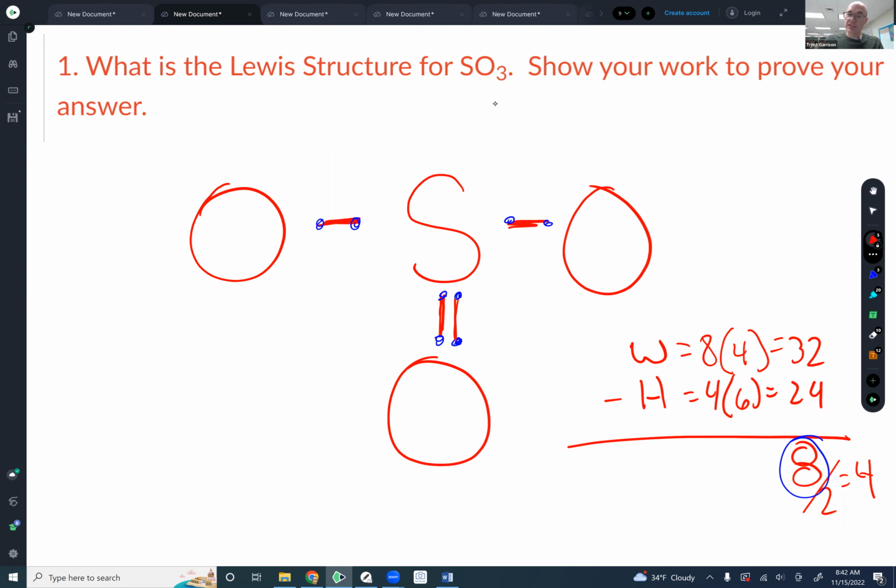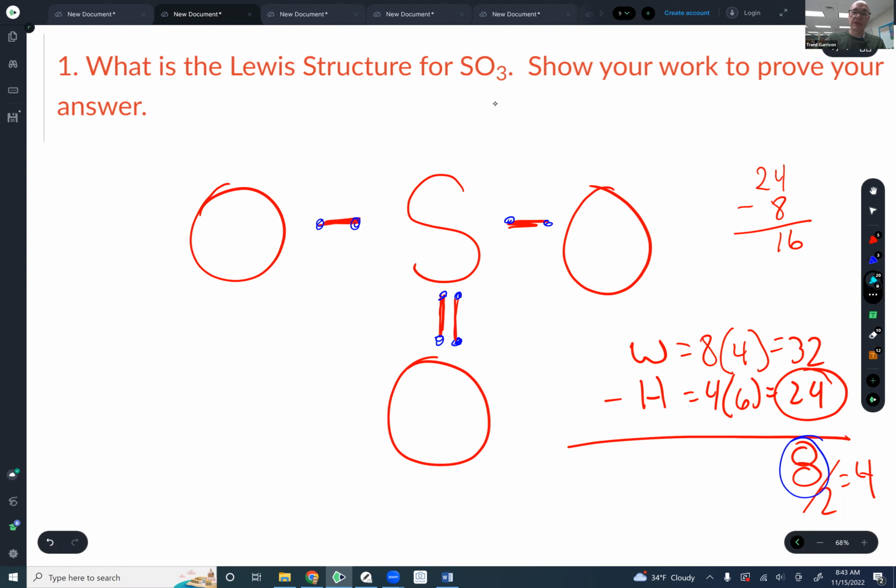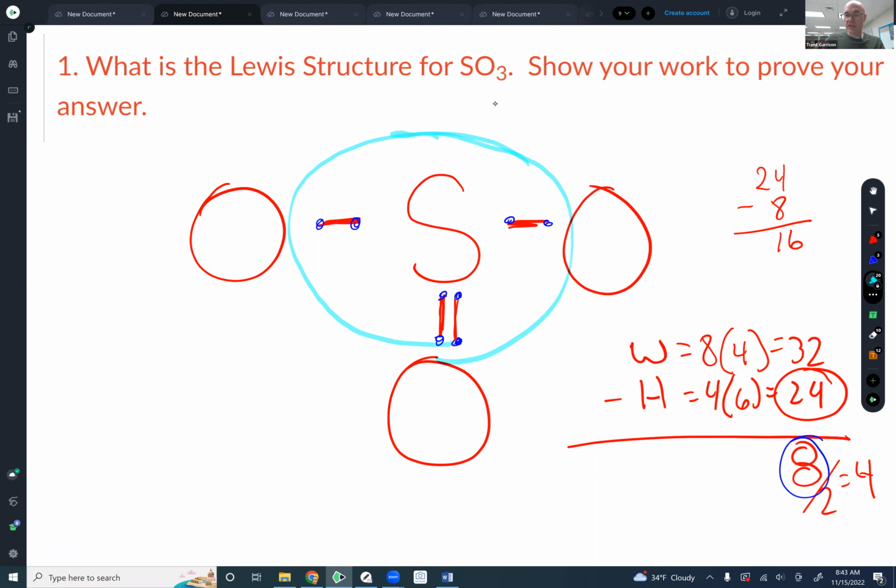Now I don't have a stable octet on all of these atoms. So now I've got to go and fill in the rest of my 24. If I had 24 electrons to start and I've used up 8, that means I have 16 more that I need to place out here. Well, looking at the sulfur, it already has its stable octet, because if you count all the electrons in the bonds, that's a stable octet. But the oxygen on the bottom only has 4 electrons, so it will need 4 more. 5, 6, 7, and 8.